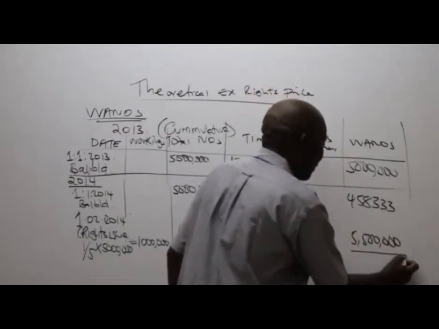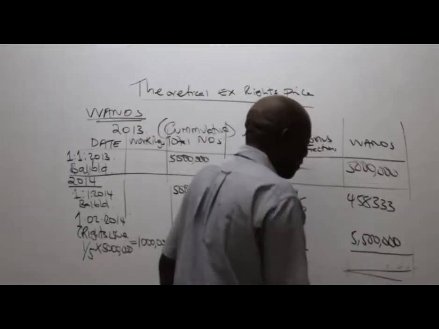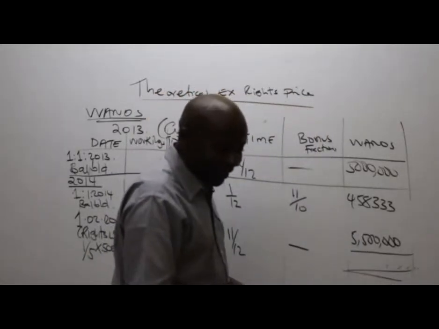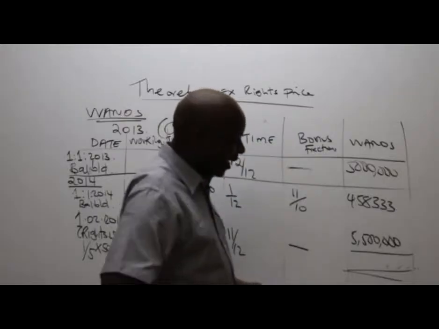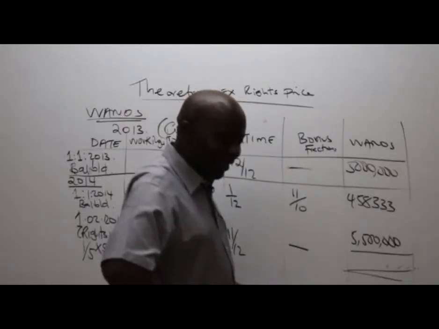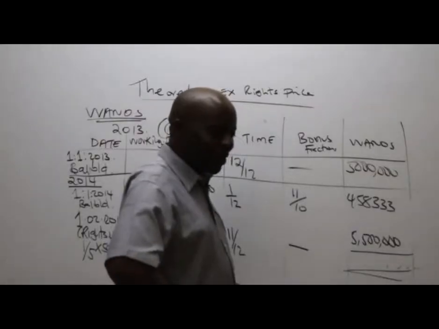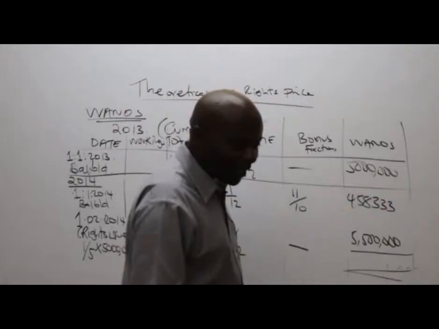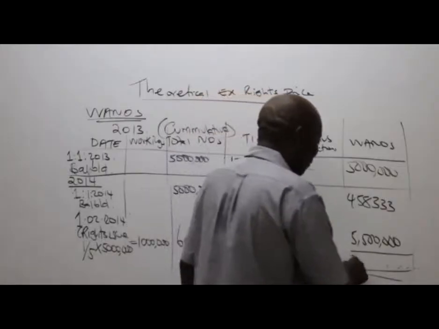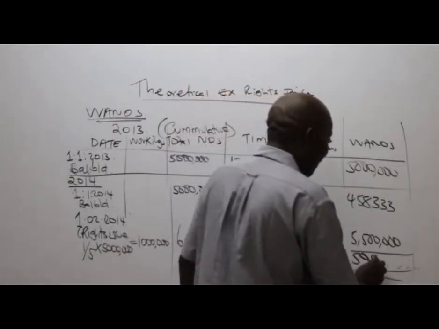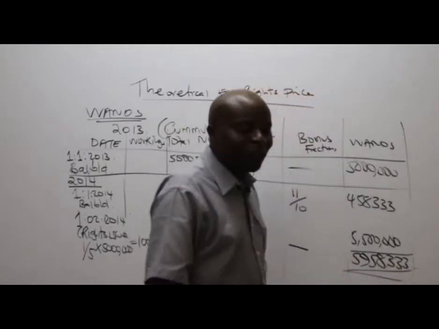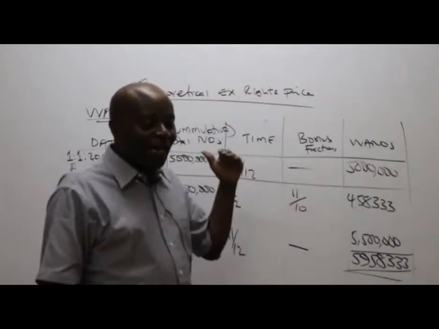Then could you kindly come and give me the total one-offs as at the end of the year 2014? As at the end of the year 2014, what do we have here, somebody? Please give me an answer. Wanasema ni 58,333.